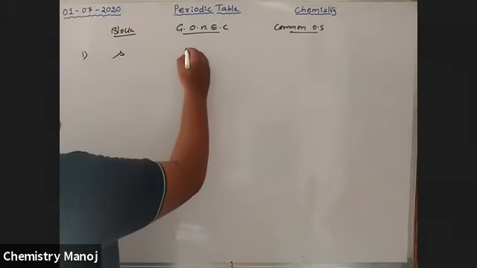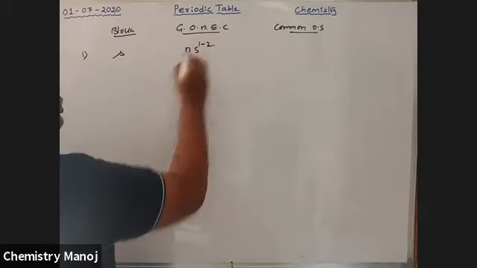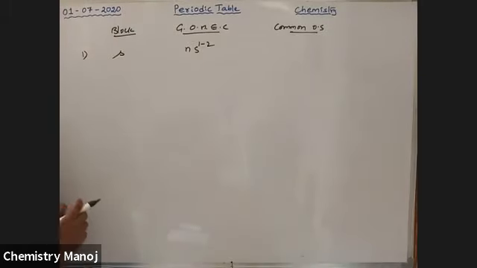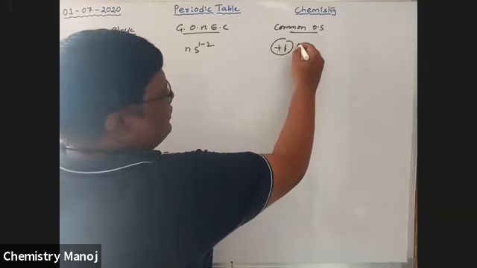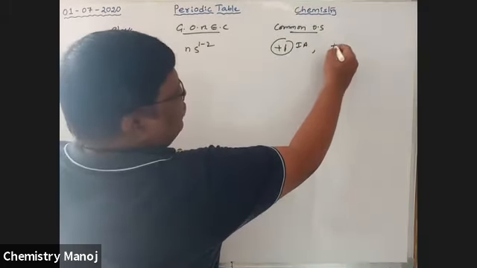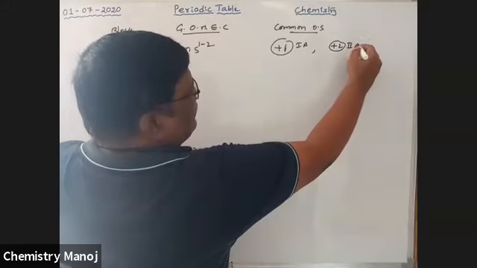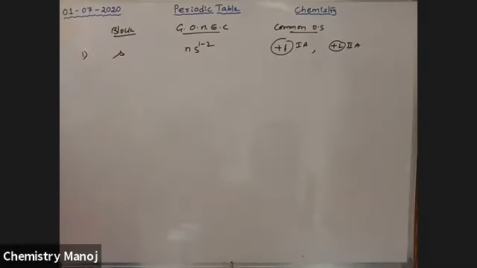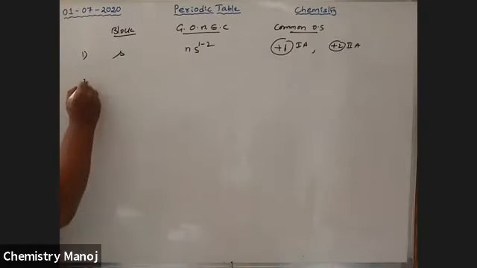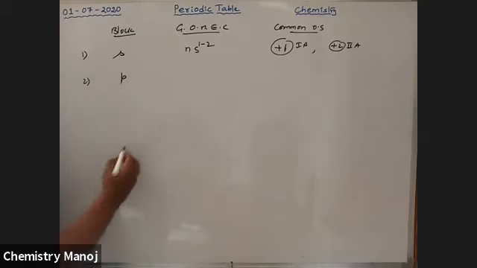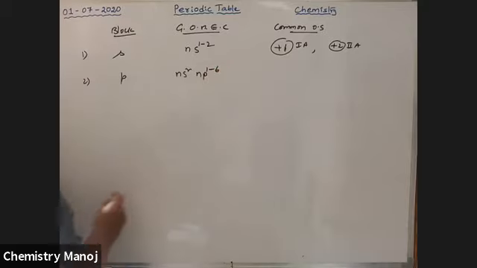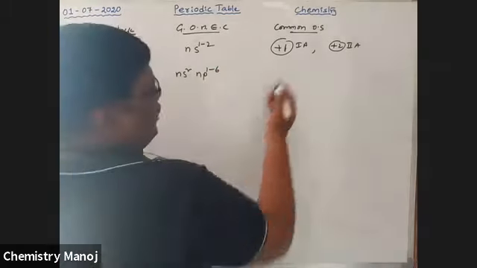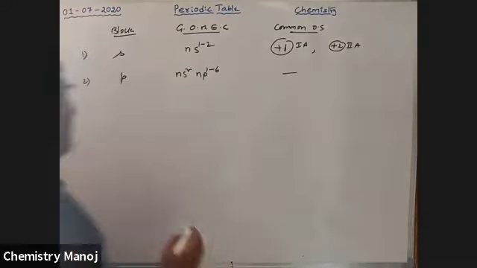First one, S block elements. General outermost electronic configuration, ns1 to 2. Common oxidation state, +1 for first group elements, +2 for second group elements. Next, second one, P block. It is ns2 np1 to 6. So here it is not possible, no common oxidation state.